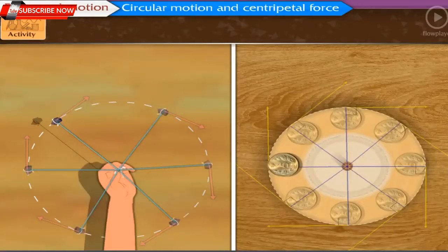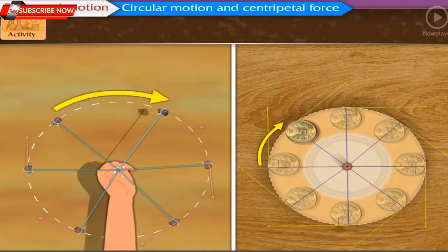From the observation of both these activities, it is clear that a force acts on any object moving along a circle and it is directed towards the center of the circle. This force is called centripetal force. The word centripetal means center seeking. That is, the object tries to go towards the center of the circle because of this force.